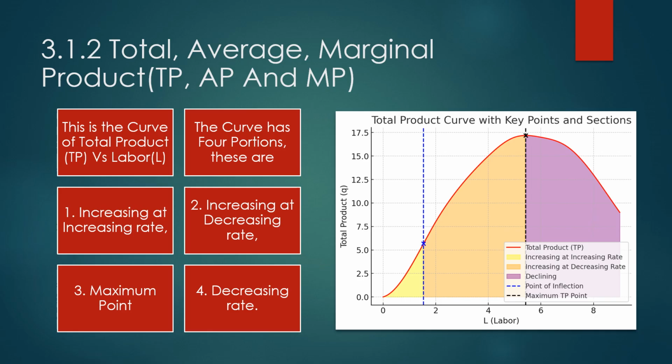This red line shows the total product curve. This area shows increasing at an increasing rate. This area shows increasing at a decreasing rate, but this area shows decreasing only. And this blue line shows the point of inflection, and this point shows the maximum total product.